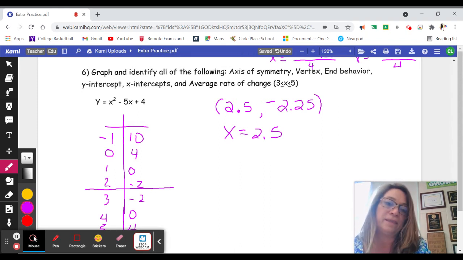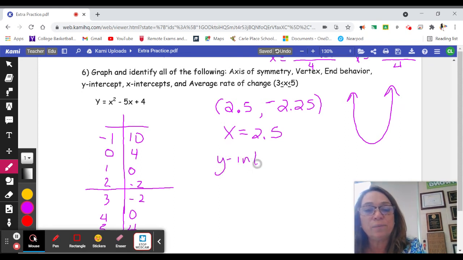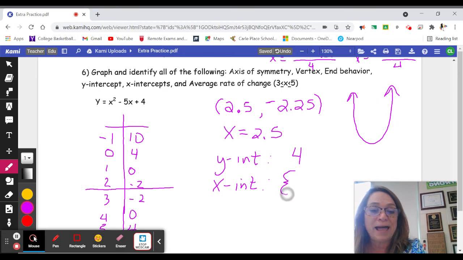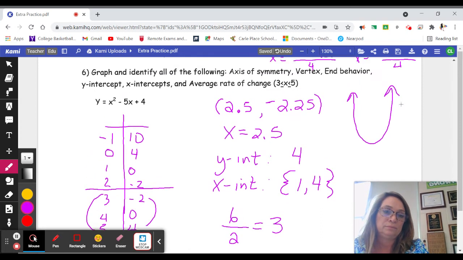The end behavior, this parabola you will see on your graph paper is going up, so the end behavior would be considered increasing. The y-intercept is when x is 0, so the y-intercept is at 4. The x-intercepts, those are the roots or the zeros, and that happens at 1 and again at 4. The average rate of change from 3 to 5, so that's just slope. So change in y is going up 6, change in x is going up 2, so the average rate of change is 3. Okay? Of course, you would do this on graph paper.